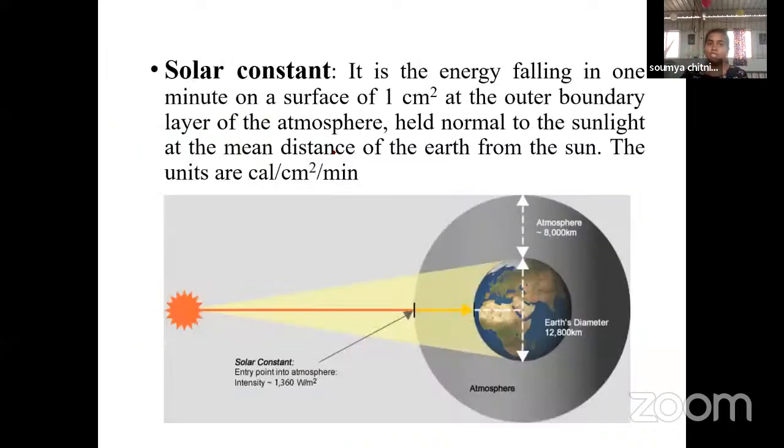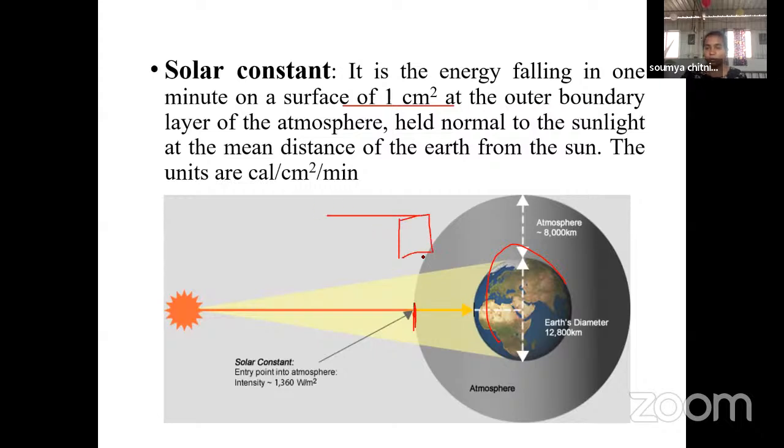The second one is the solar constant. You must have read it, right? The solar constant is nothing but the energy which falls in 1 minute on a surface of 1 centimeter square. Say this is the earth and the atmosphere, this is the outer surface. Just take a 1 centimeter square area here, something like this you can imagine.